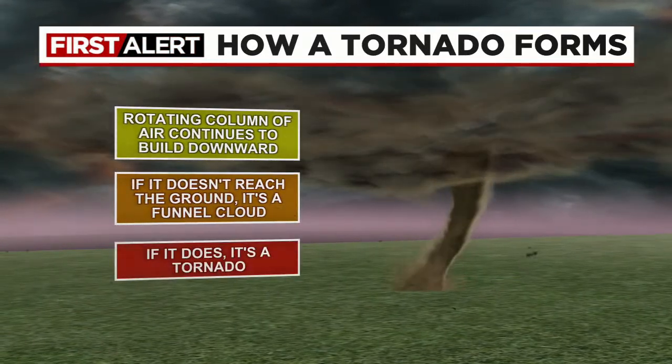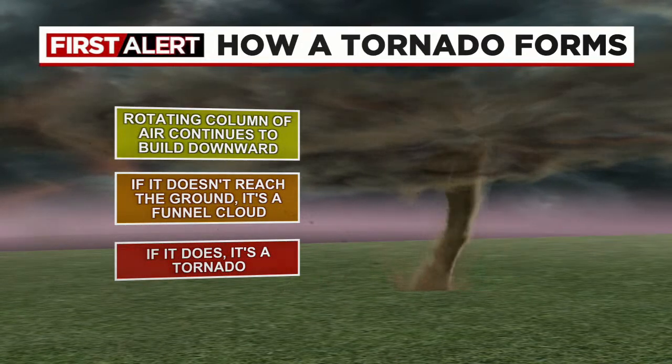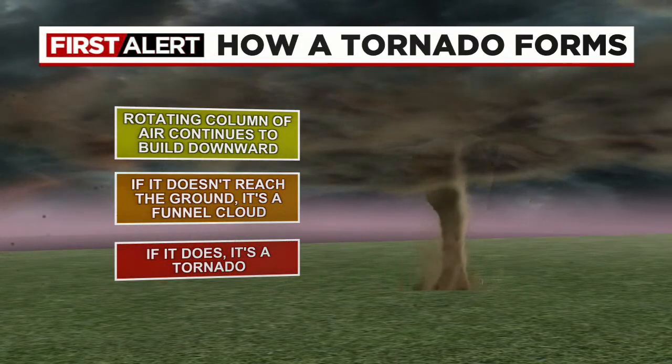Here's the important part again. If it doesn't reach the ground, it's a funnel cloud. If it does, then it is officially a tornado. That is what the difference is then.